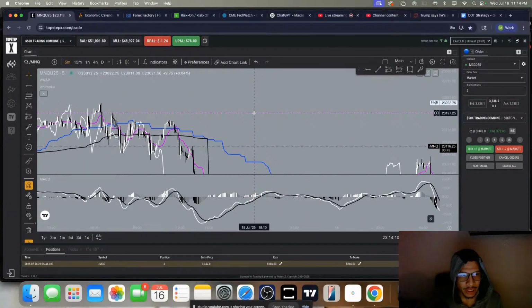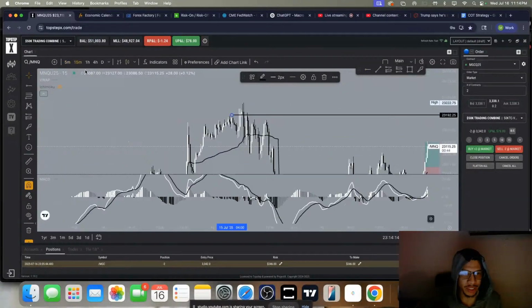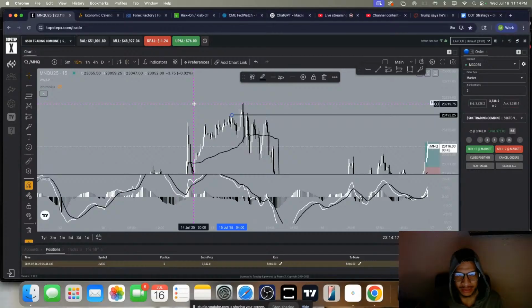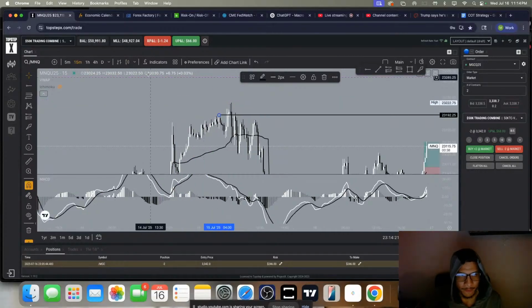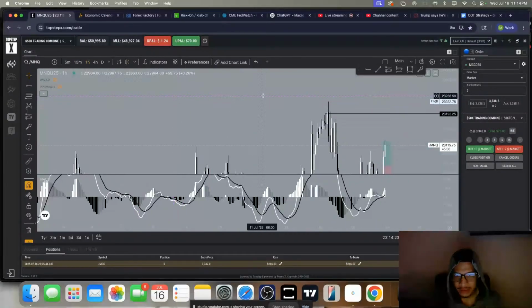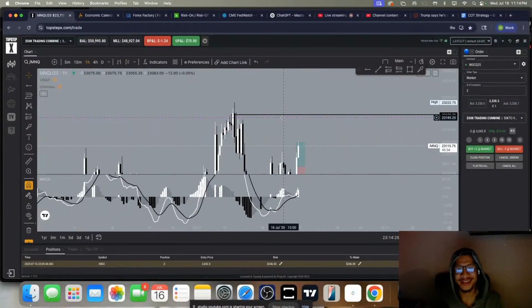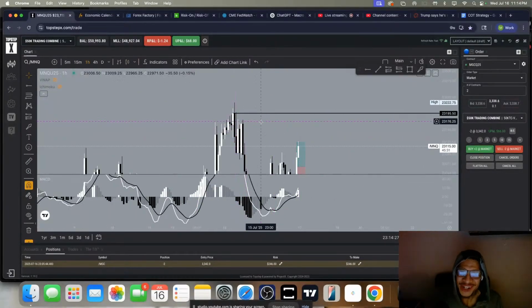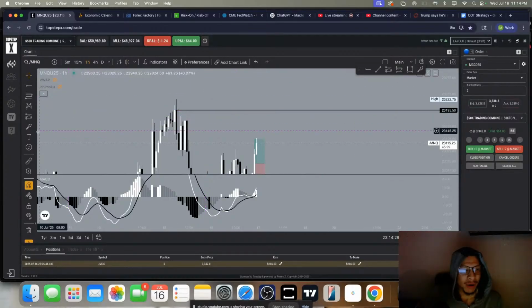I don't like when I don't have target areas. When I don't have an area that I'm targeting for price to move, that's when I don't like to take trades in that direction. So let's see if we get a decision. Oh, would you look at that? Would you just look at that three candle structure, bro?